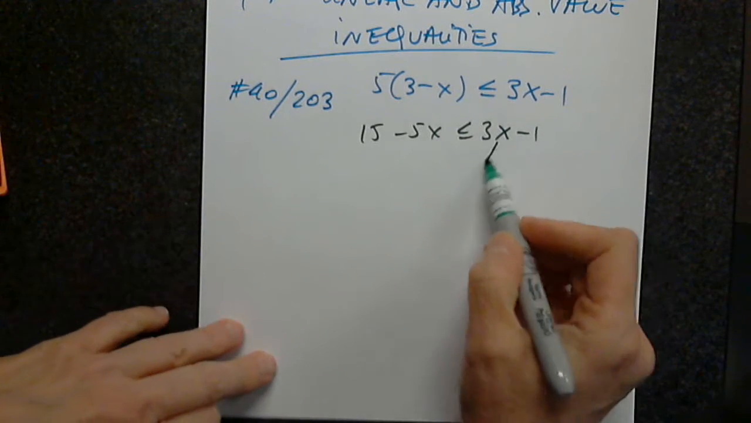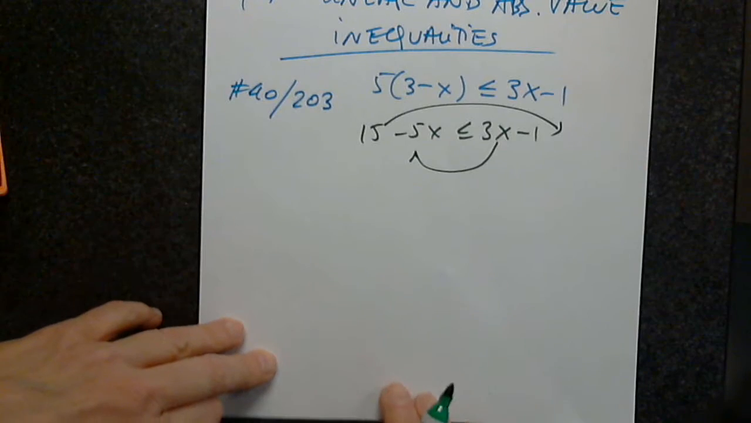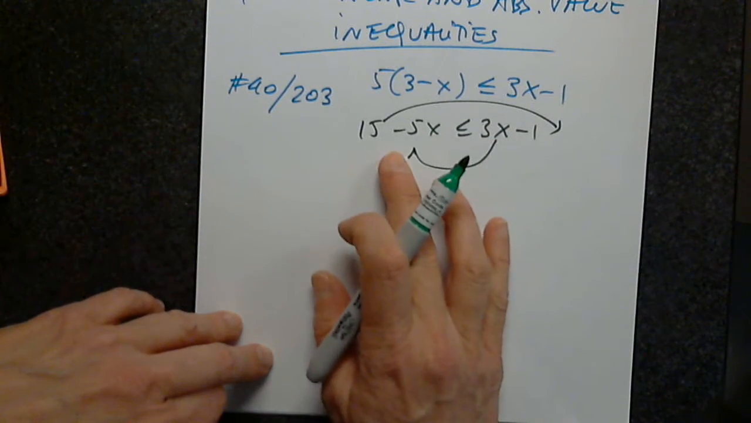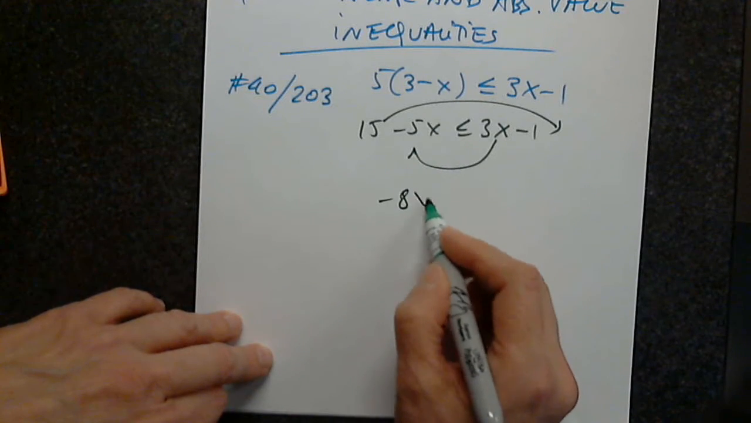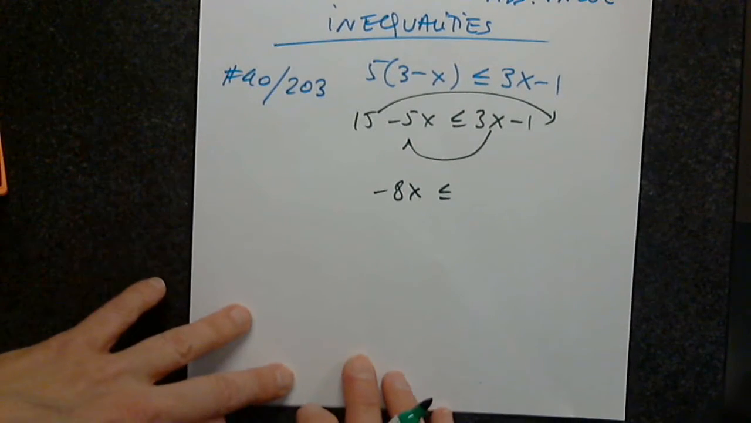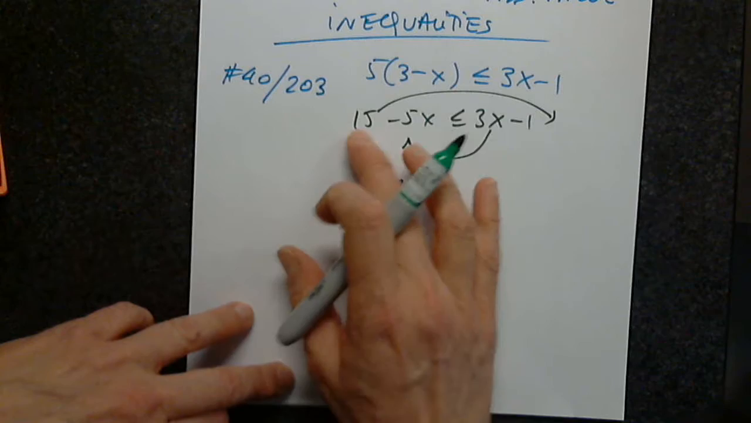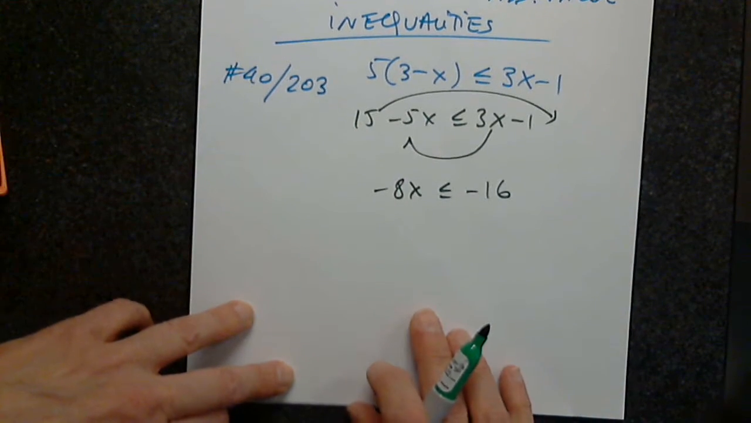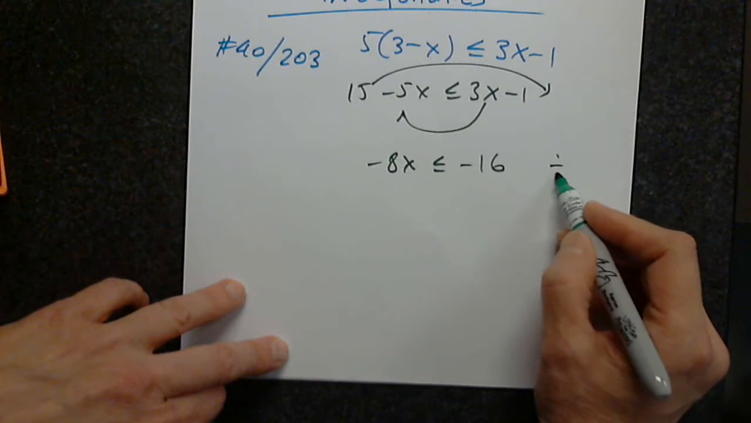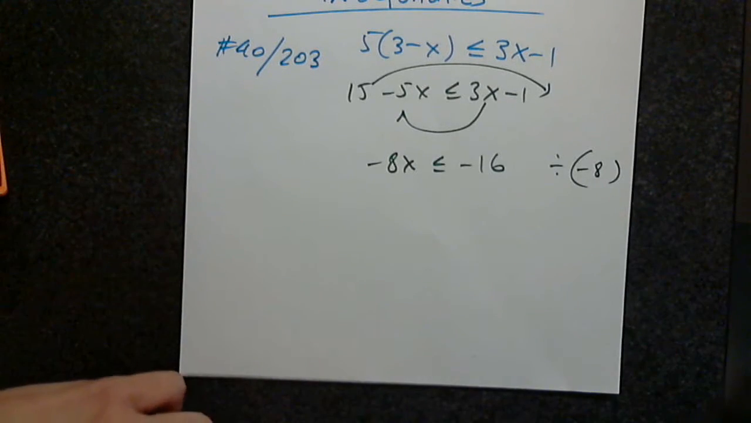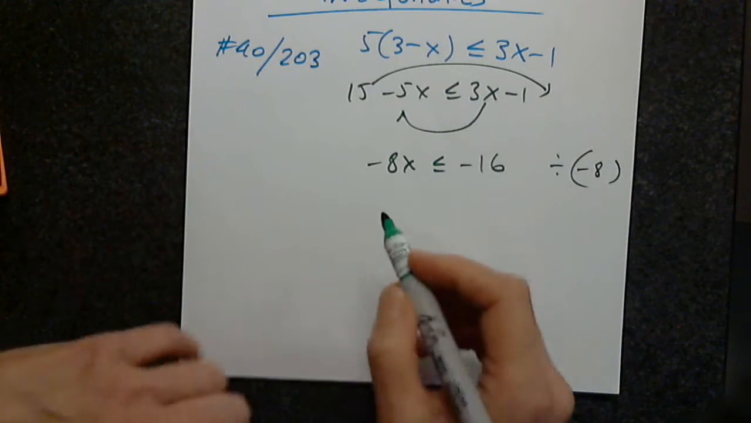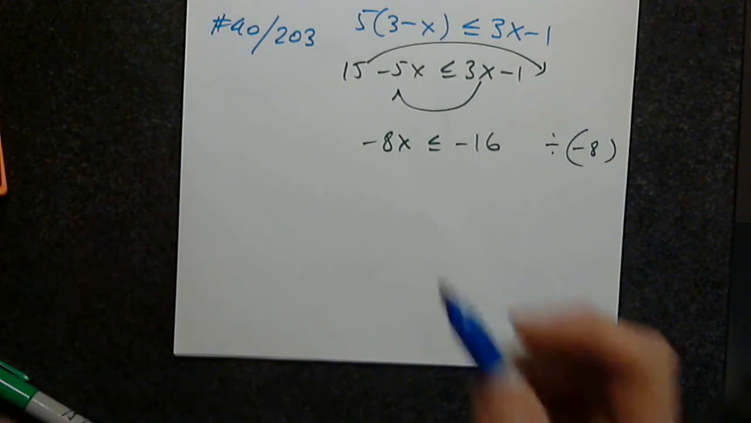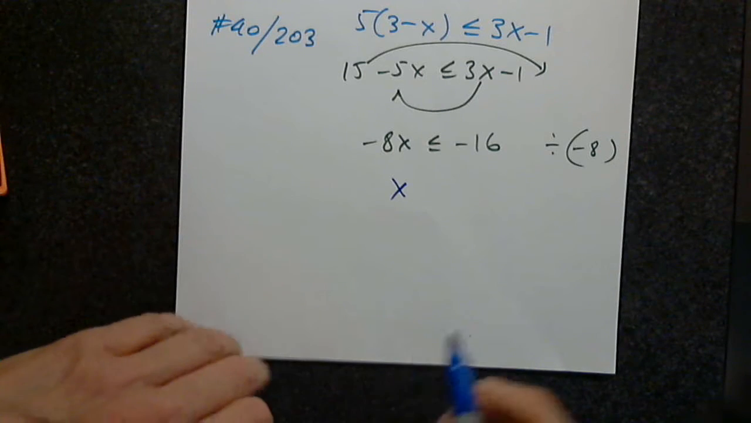So I will move 3x and I will move 15. When I move 3x, which was positive, to the other side, it becomes negative. So negative 8x less than or equal to. When I move 15 to the other side, it becomes negative. So negative 16. Obviously, at this point, I will have to divide both sides by negative 8. What do I get on the left-hand side? I get x, very good, and on the other side, I get 2.